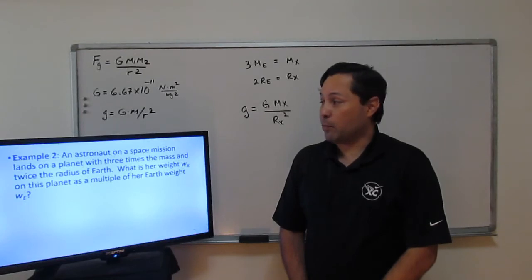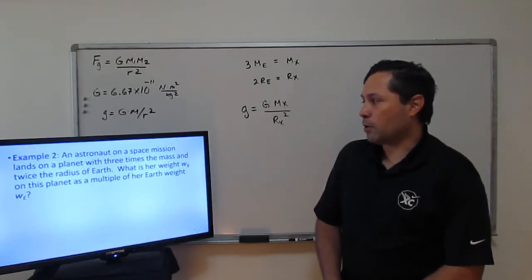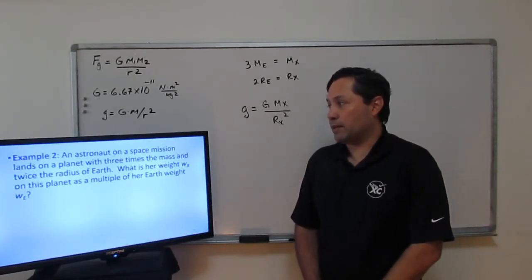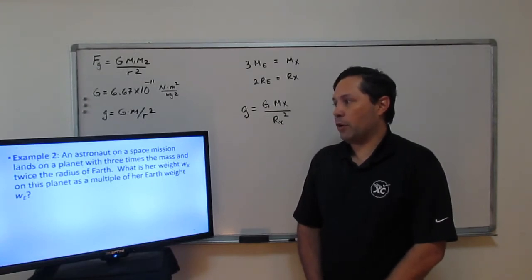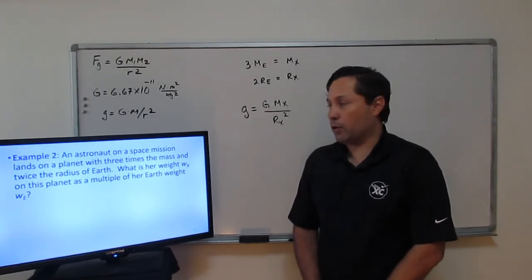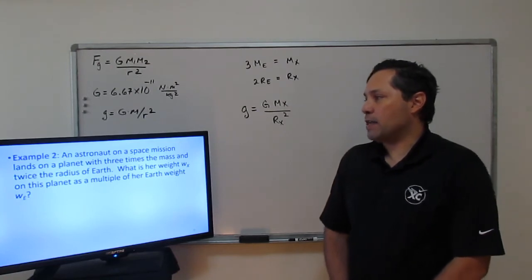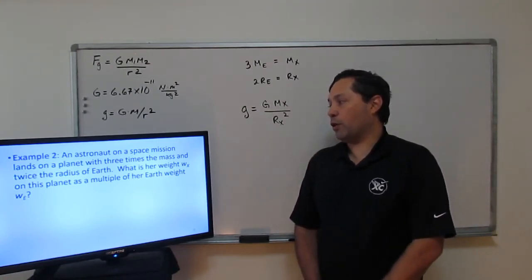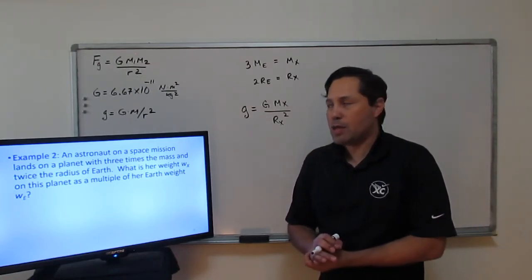Up next is example 2. Here they ask us: an astronaut on a space mission lands on a planet that is 3 times the mass of the Earth and twice the radius of Earth. What is her weight on this planet as a multiple of her Earth weight, which is WE?